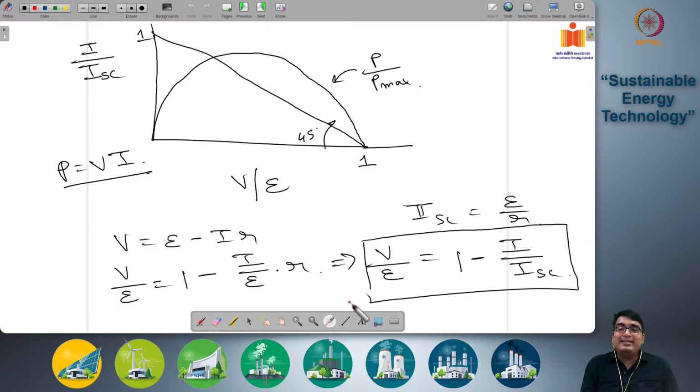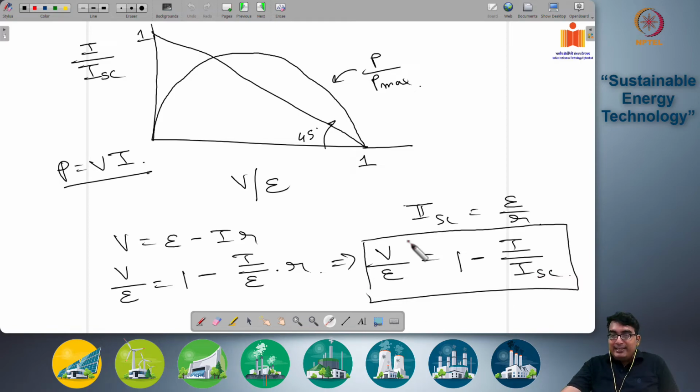So, we can normalize this idea. The voltage is electromotive force minus current into internal resistance. So, voltage by EMF is 1 minus I by EMF into R, right. Now, I by EMF is the short circuit current, ISC, okay. So, voltage by EMF is 1 minus I by short circuit current, okay. So, basically measured voltage by open circuit voltage is 1 minus measured current by short circuit current, okay.